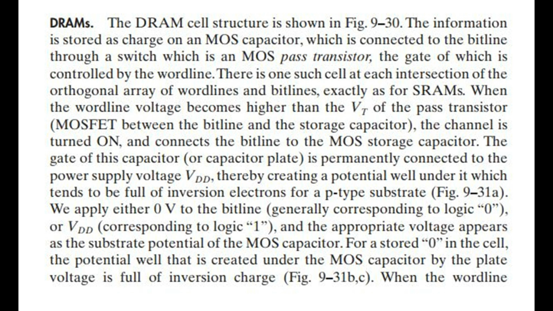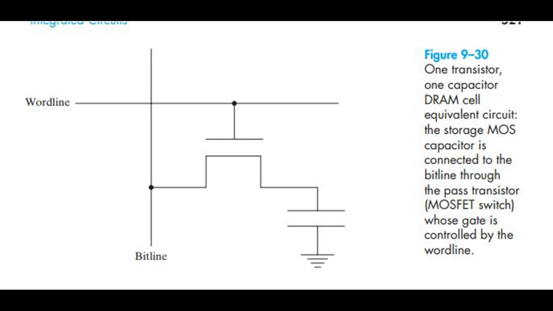For a stored 0 in the cell, the potential well that is created under the MOS capacitor by the plate voltage is full of inversion charge, Fig 9.31b, c. When the word line voltage is turned low such that the MOS pass transistor is turned off, the inversion charge under the storage capacitor stays the same. This is the stable state of the capacitor. Figure 9.31: 1 transistor, 1 capacitor dynamic random access memory cell equivalent circuit. The storage metal oxide semiconductor capacitor is connected to the bitline through the pass transistor, MOSFET switch, whose gate is controlled by the word line.